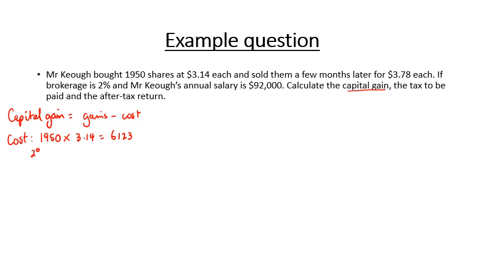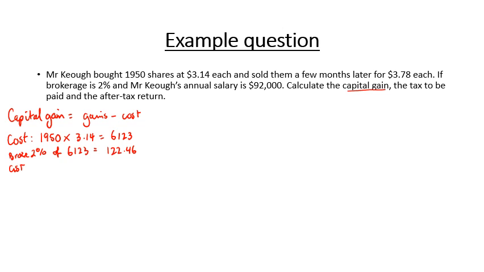But remember, we're paying 2% brokerage, so we've got to pay 2% of our total cost, which is 6,123. That gave us $122.46. But remember, we also then have to pay a GST. So this is the brokerage cost, and then we've got to pay a GST cost on that.